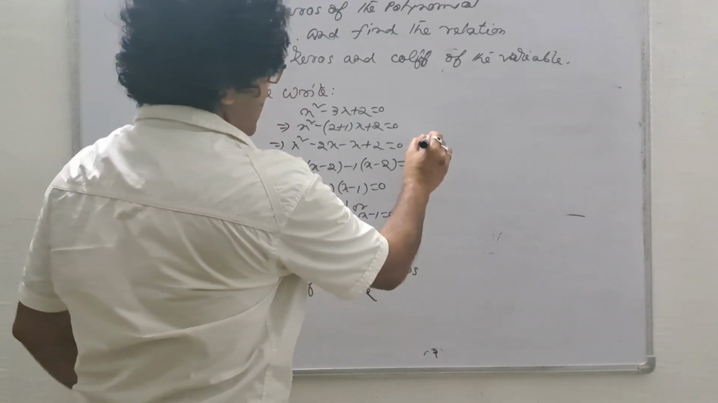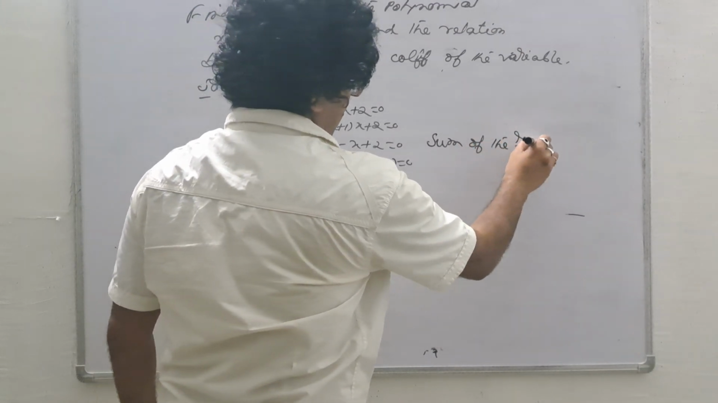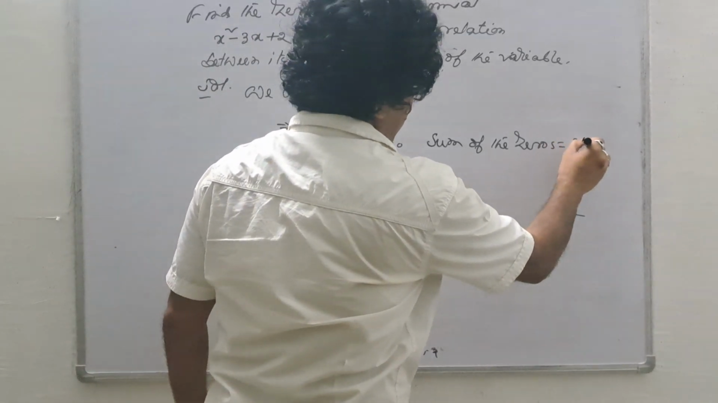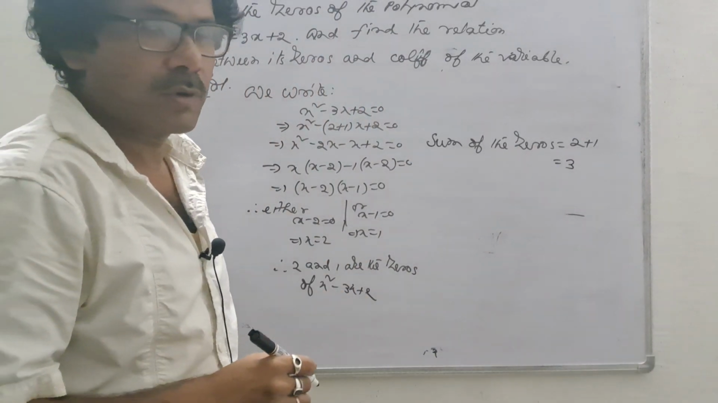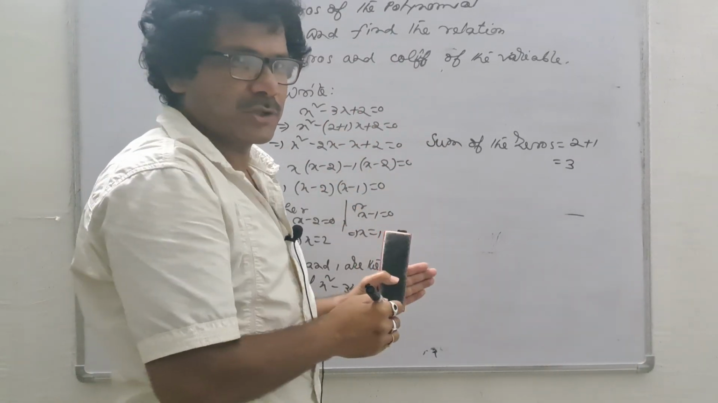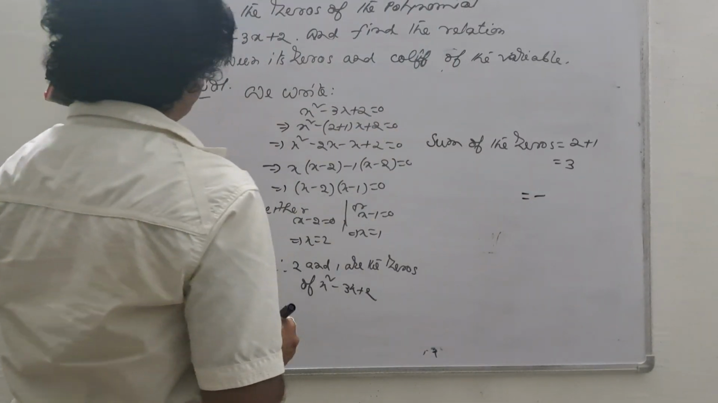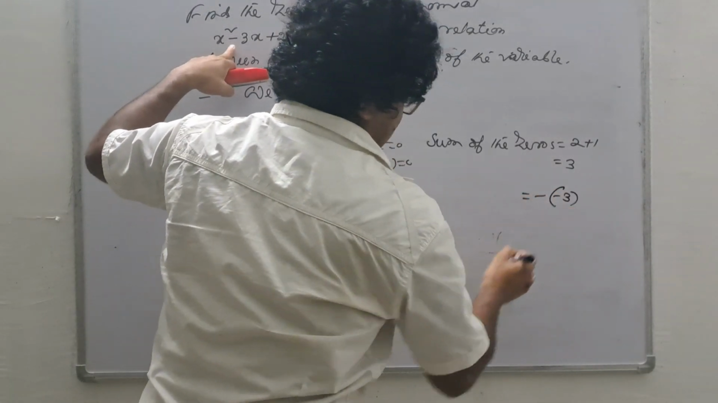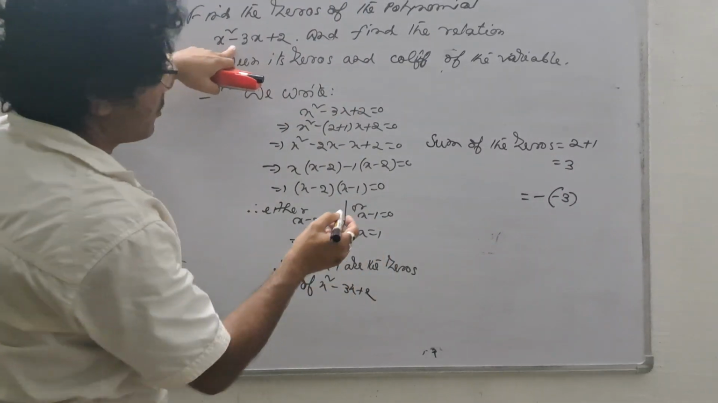Okay. Now, the sum of the zeros is equal to what? Zeros are 2 and 1, so it is 3. So the sum of zeros is equal to what? Just the formula I have given you: minus coefficient of x divided by coefficient of x squared. So we have to write like this. So you just write minus. What is the coefficient of x there? Minus 3. So here you write minus 3. This is 3.